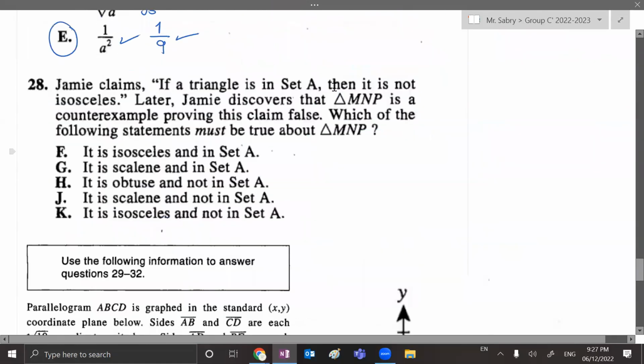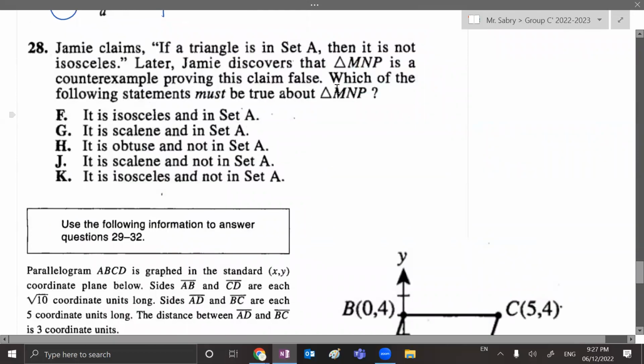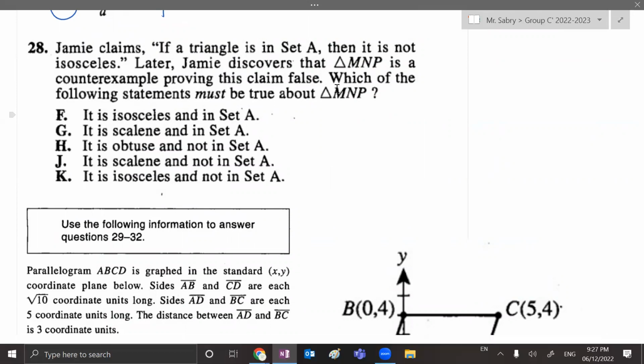Awesome. Moving to 28. As I said, this is a reasoning question a bit. It says here if a triangle is in set A, then it is not isosceles. That's what Jamie claims. Later, Jamie discovers that triangle MNP is a counter-example proving this claim false. So he proved with triangle MNP that the statement above is not true. If a triangle is in set A, then it's not isosceles.